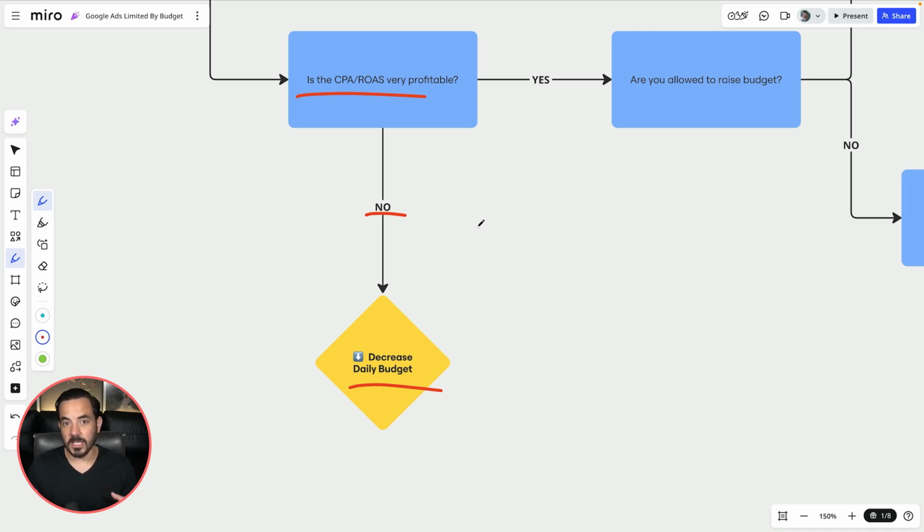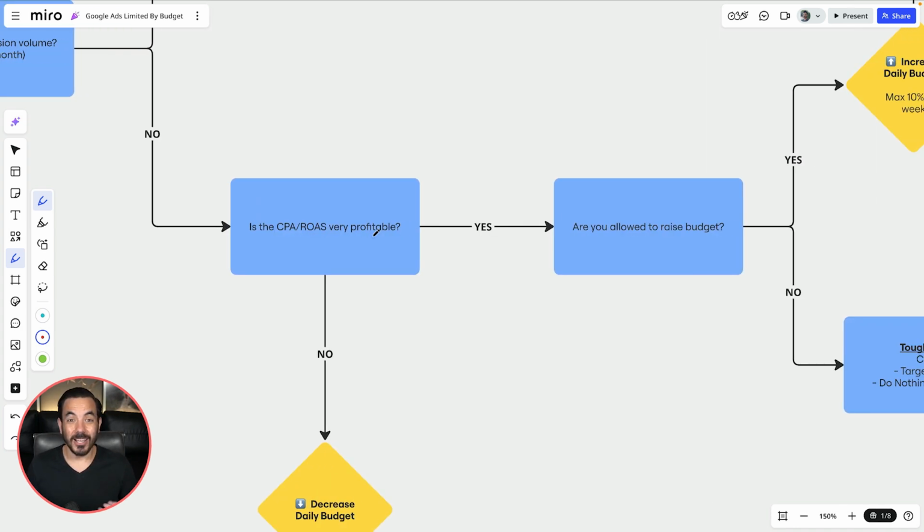By decreasing the daily budget here, when using a maximize bid strategy, you force Google Ads to decrease your cost per click bids. This means that for the same spend, you can get more clicks and sales, which in turn improves your ROAS or CPA performance. Now, if the answer is yes to the question, is your ROAS or CPA already very profitable?